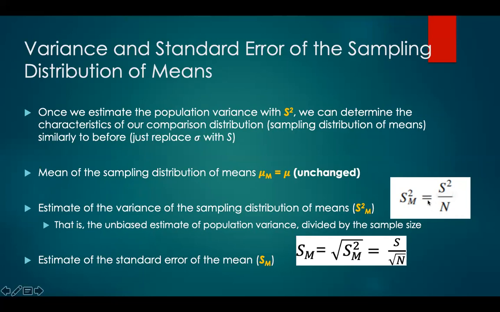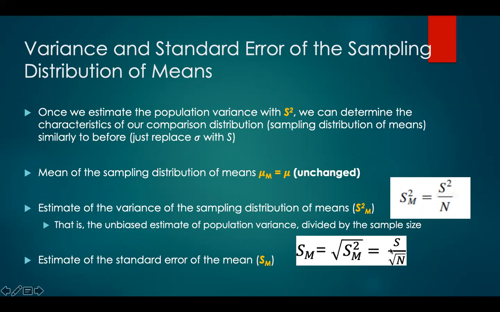Now, using what we calculate here, we can find the estimate of the standard error of the mean, which is again the standard deviation of the sampling distribution of means, simply by taking the square root of what we find here. So you can see that right here. Just remember the relationship between standard deviation and variance. Variance is the standard deviation squared, thus the standard deviation of the sampling distribution of means is the variance of the sampling distribution of means with a radical over it.